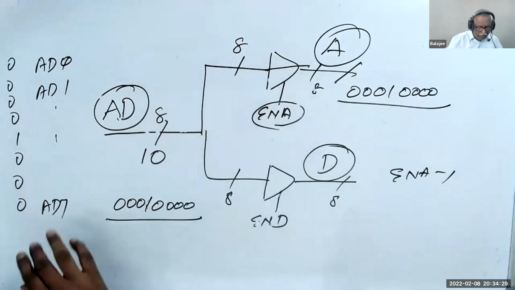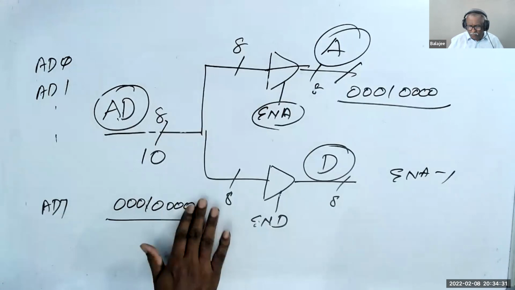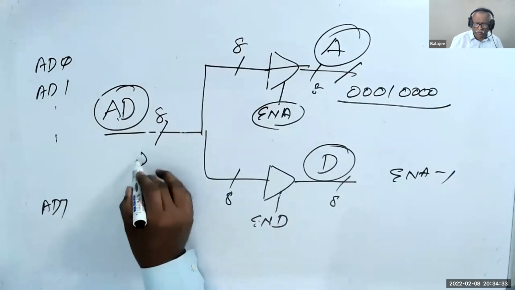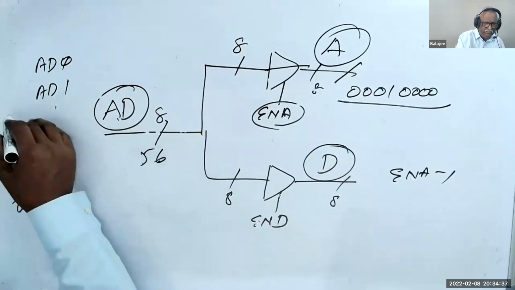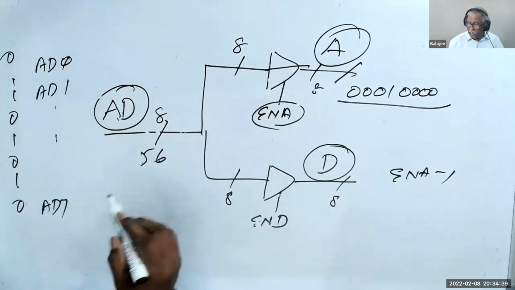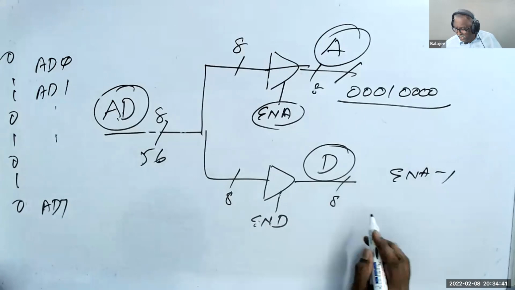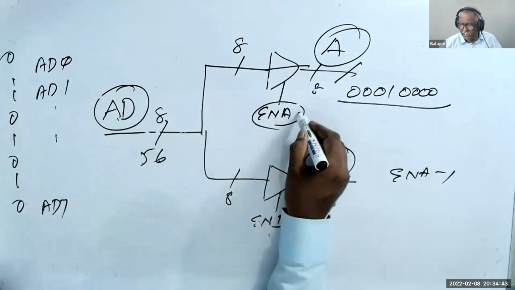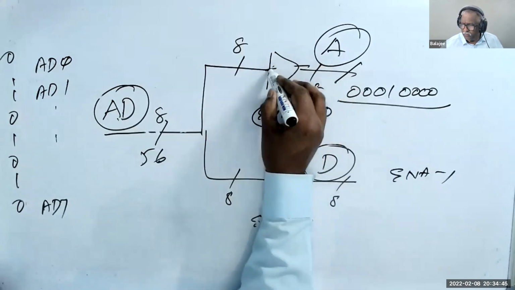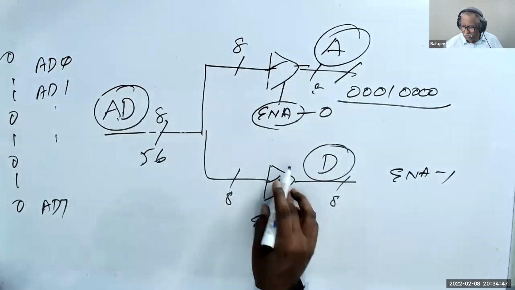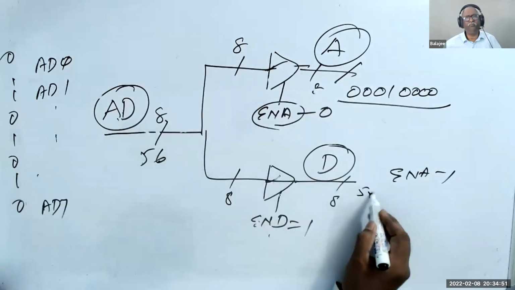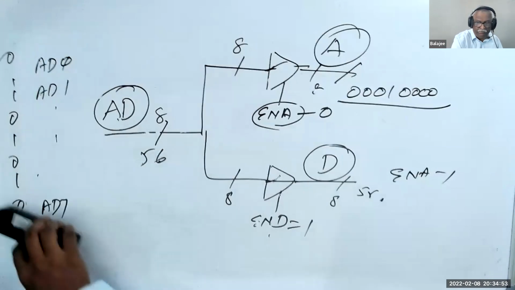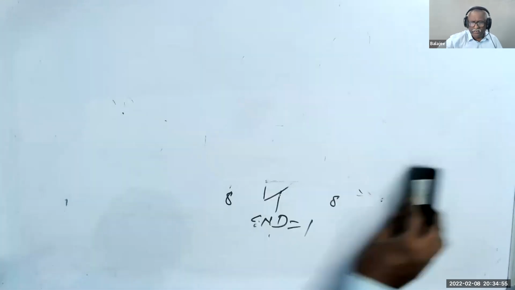Now, if I change this one to 56, that is 0, 1, 0, 1, 6 means 0, 1, 1, 0. If I make enable D 1 and enable A 0, this is off and this is on. Now this 55 goes here. The same way I'll explain one more here. See that. So please don't get lost here. Now what is the advantage of this?